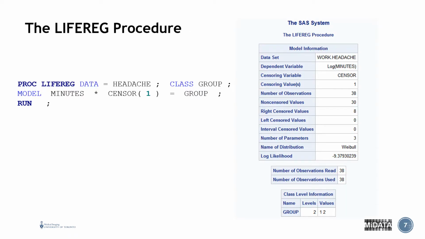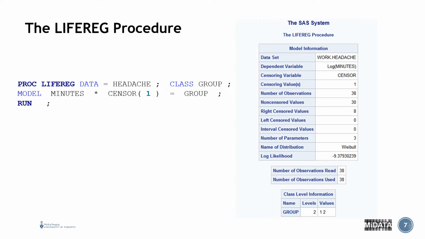Let's get to the analysis. Now, I encourage you all to perform a simple t-test on your outcome, which is time in minutes between the two groups, and then you can compare it to what we get here with survival analysis. Now, in this case, we are starting off with what's called parametric survival analysis, and we use a procedure in SAS called LIFEREG, reg, of course, for regression.